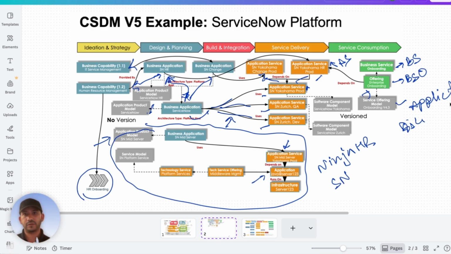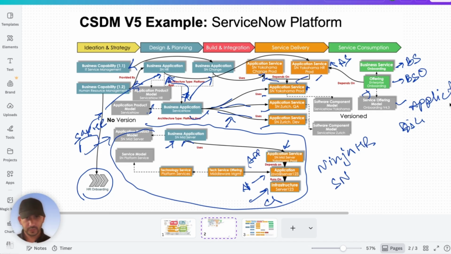So it's a MID Server file which is running on this server, so CI. So you have a CI now, an application, and an application service, and this application service is using business application SN MID Server. Now SN MID Server business application can have a capability of getting some integration related capability, like SAP HR integration capability that is being used by SNHR, and then finally offering the business service.